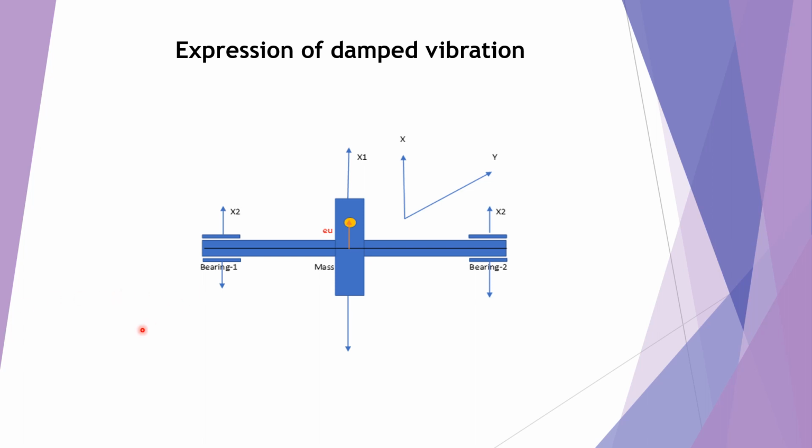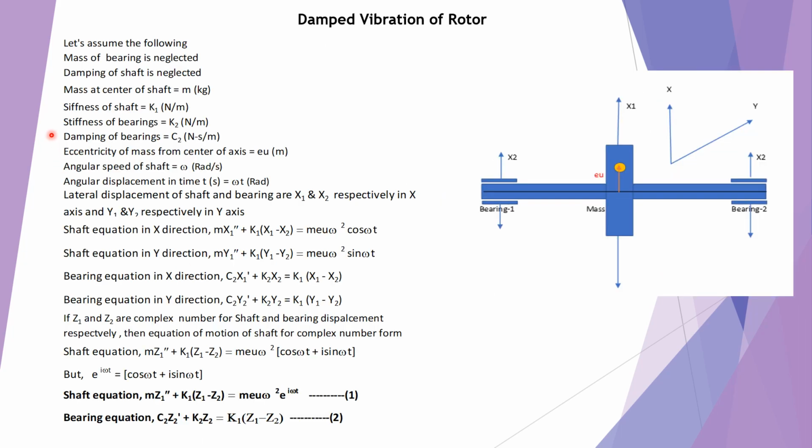So a rotor is supported on flexible bearings, bearing number 1 and bearing number 2, and as the bearing is considered flexible, there will be displacement of shaft at bearings as well as the displacement of bearing itself. But these displacements are perpendicular to the direction of rotation of the shaft. So let's understand the derivation part of damped vibration of rotor.